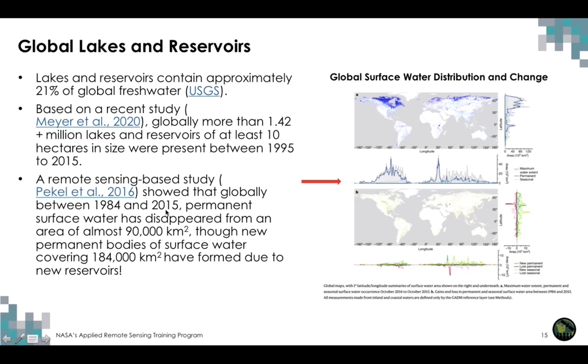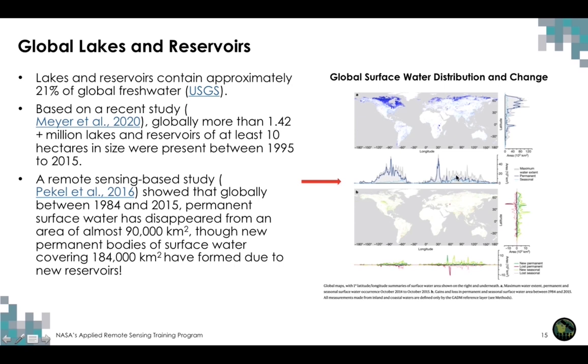2015, permanent water bodies disappeared. About 90,000 square kilometers of permanent water body were lost, but at the same time, new reservoirs were created and permanent bodies of surface water covering about 184 square kilometers were added during this period. By the way, this study is based on remote sensing observations, and it is shown here.